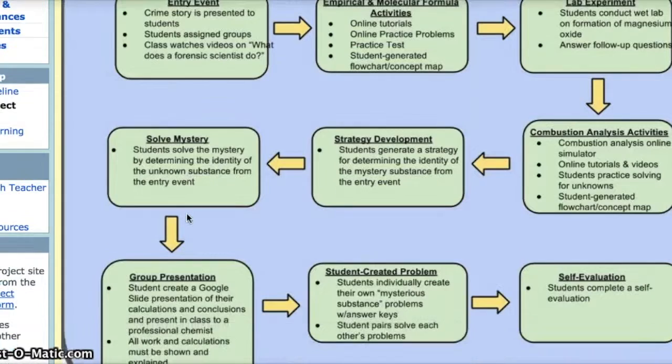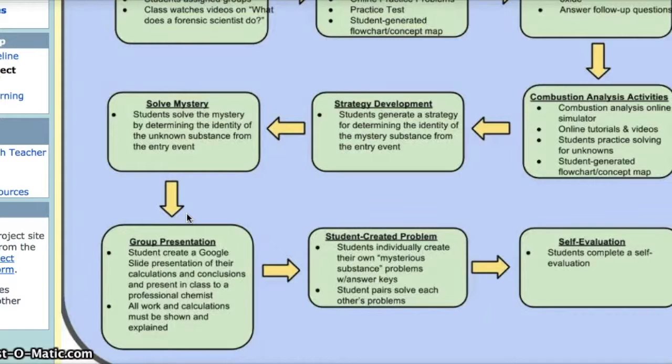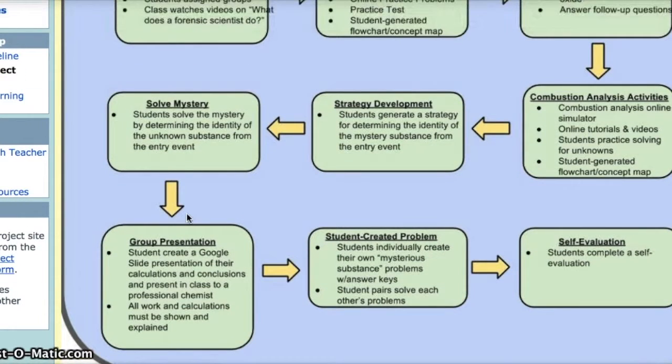Feedback from my students was tremendous. In fact, they were hoping that I could put more of these types of activities in place the following semester.